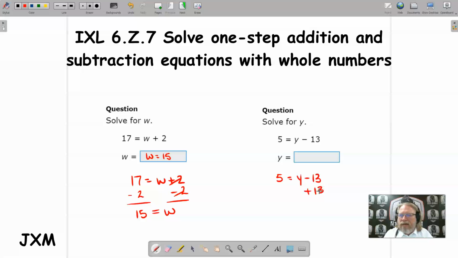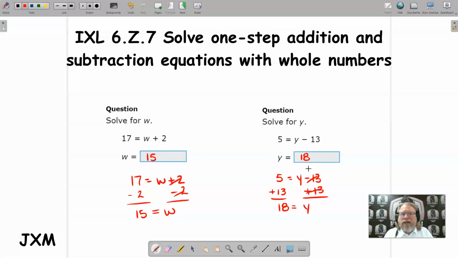So I'm adding 13 to the right, and what I do to one side, I need to do to the other. Just like if I had a scale, if I'm going to put something on one side, to keep it balanced, I have to put the same thing on the other side. So here I'm adding 13 to negative 13, so those cancel each other, leaving me with y, and 5 plus 13 is 18. So y equals 18. Oh, I just noticed they already have the variable there for me, so I didn't need to type in y equals. I just need to put 18.